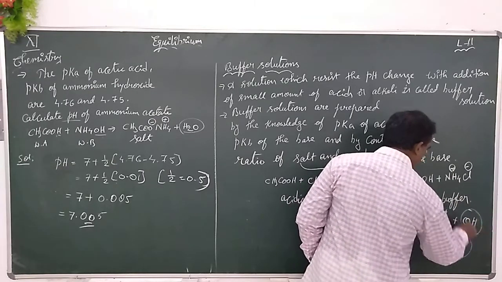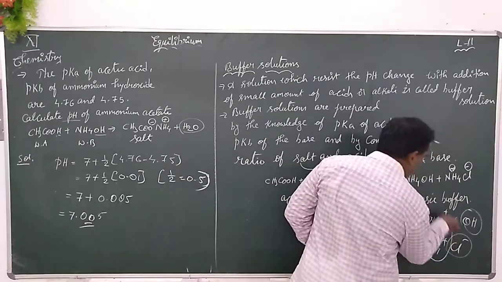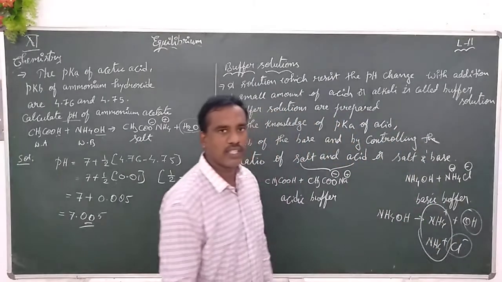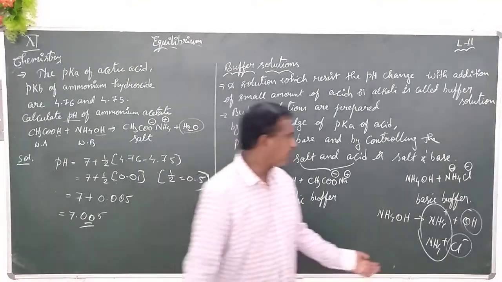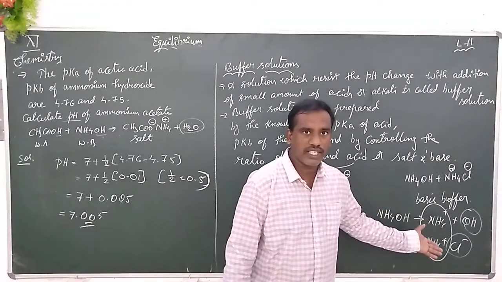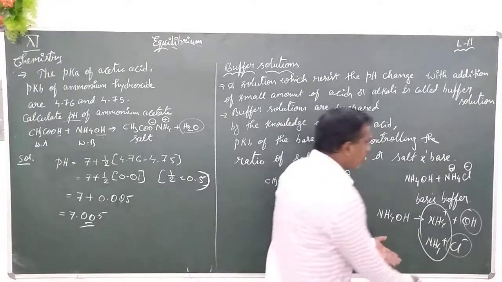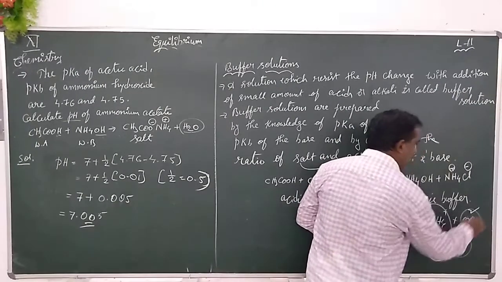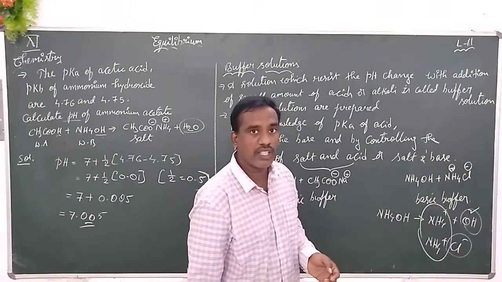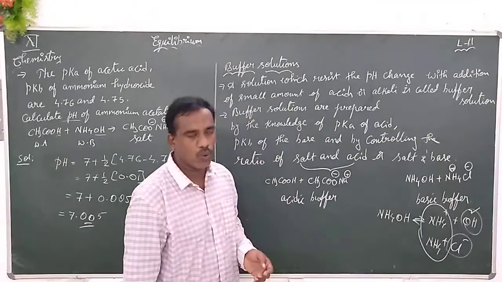Cl minus will not combine with OH minus. Now more NH4 plus ions are there. What did we learn under Le Chatelier's principle? When the concentration of a species on one side increases, the equilibrium shifts in the opposite direction. So when these ions are increasing, they will combine with the hydroxide ions and come back to form NH4OH.